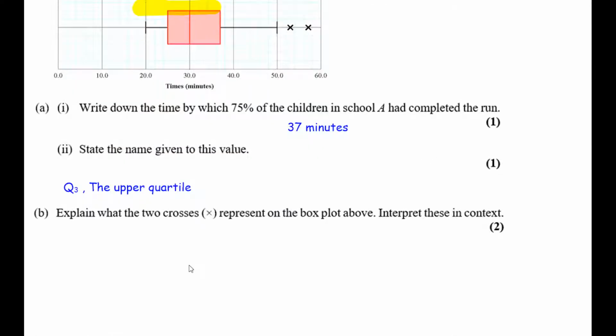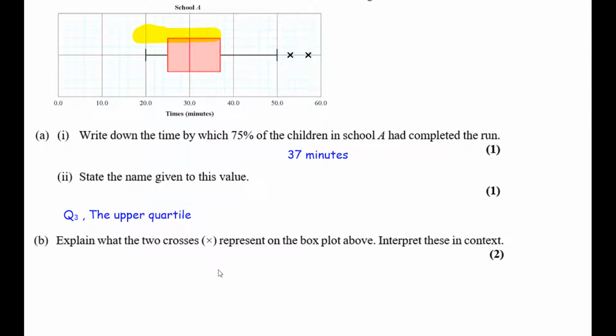Next we were asked to explain what the two crosses represent on the box plot and interpret these in context. We already know that we use those crosses to identify outliers, anything that was significantly far away from the interquartile range, from the box of the box plot. So those are outliers. What do they mean in this context? This is the context of students running a fun run. So these would be two students who are actually quite slow at running, or maybe they even walked instead of ran.